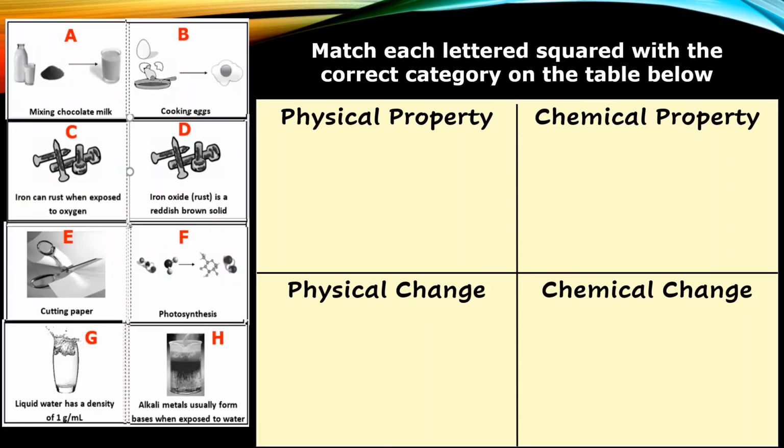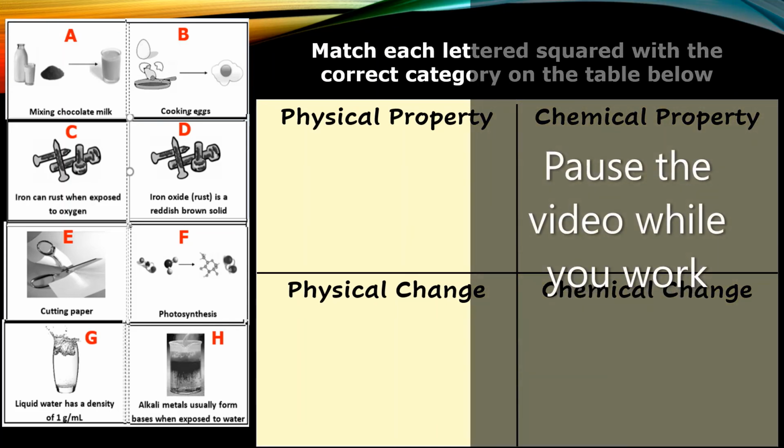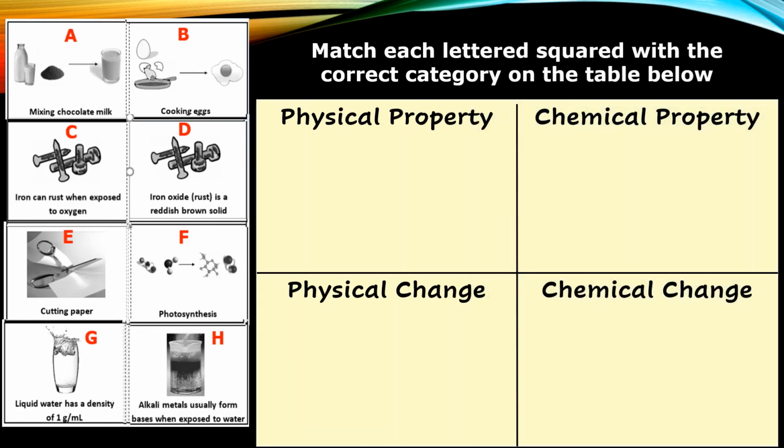So now let's see how much you remember of what we just talked about. There are 8 squares here that are either describing a property or describing a change. And I'd like you to sort them out and figure out which letters would be physical properties, which letters are chemical properties, which letters are chemical change, and which letters are a physical change. Pause the video while you work, and when you're done, start the video up again. So let's check your answers.